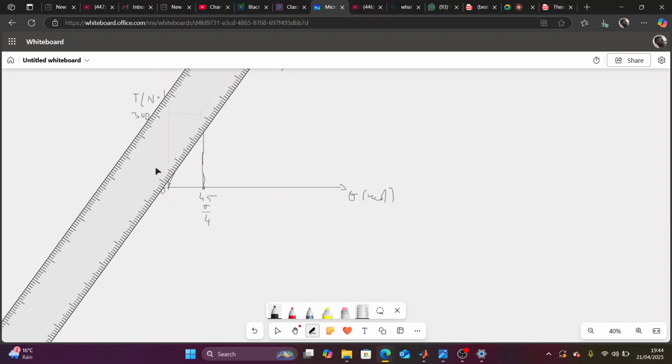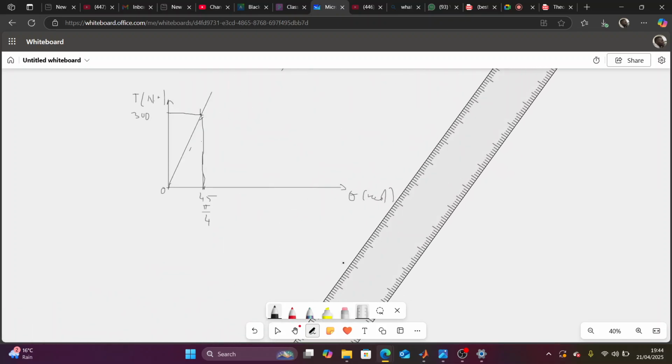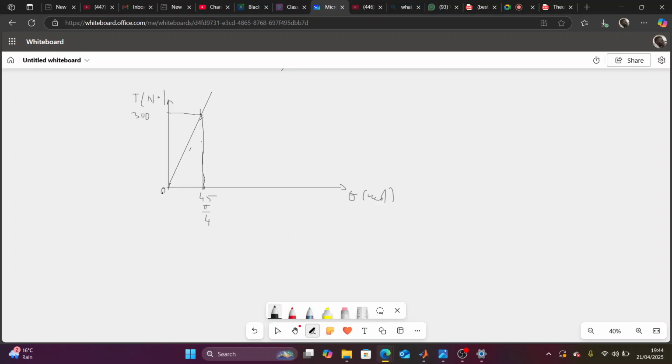Okay, do you see that line, Andile? It means from 0 to 45, it goes here. This is where it meets. Do you see? That's what the problem says.